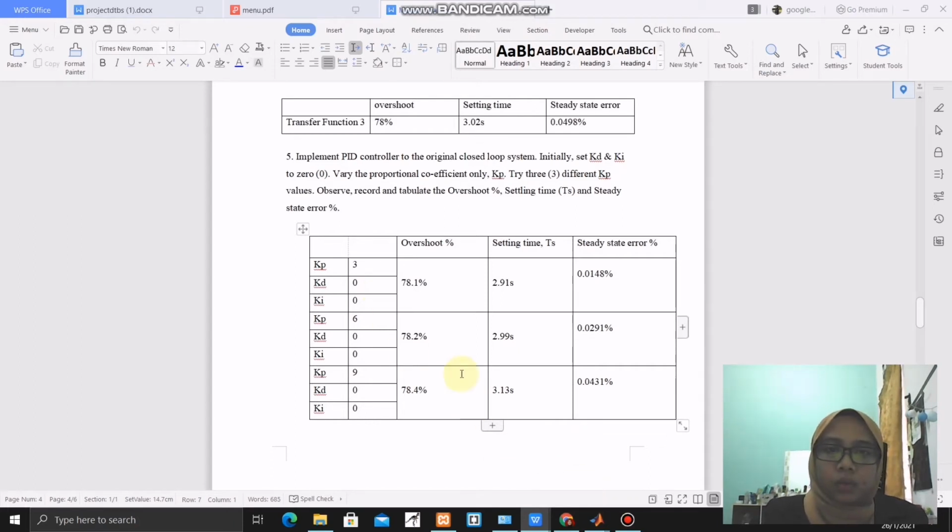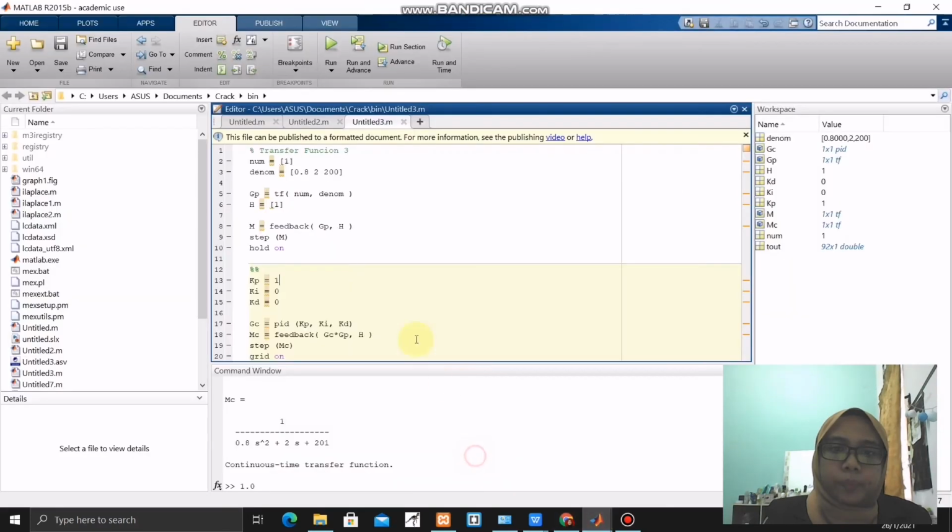And I will show you how to find the overshoot, settling time, and steady state error by using the value of Kp. Okay, so let's say my first number is 3. Okay, so I run it.